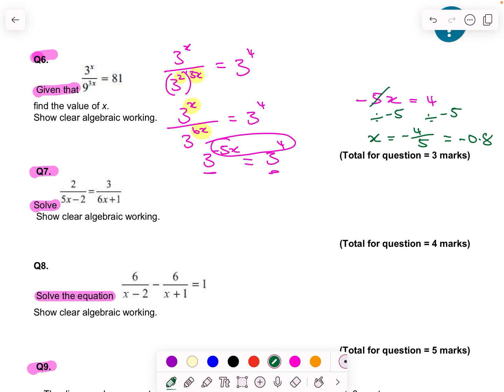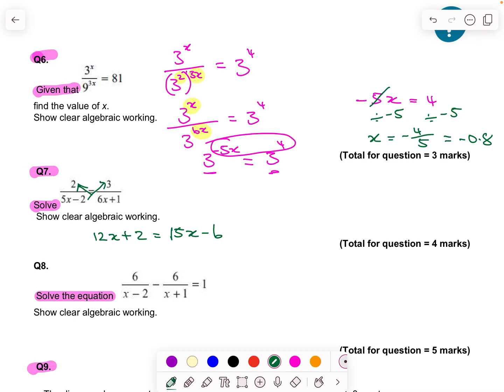Right, solve. When we've got a situation like this, although there are lots of methods you can use, the easiest way is to cross multiply. So 2 times 6x plus 1 is 12x plus 2 equals 3 times 5x minus 2 is 15x minus 6. And then we should all be able to solve something like that.